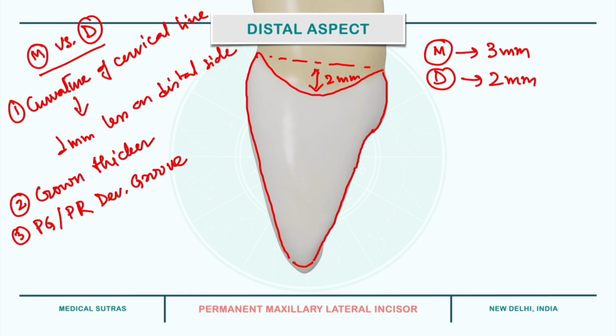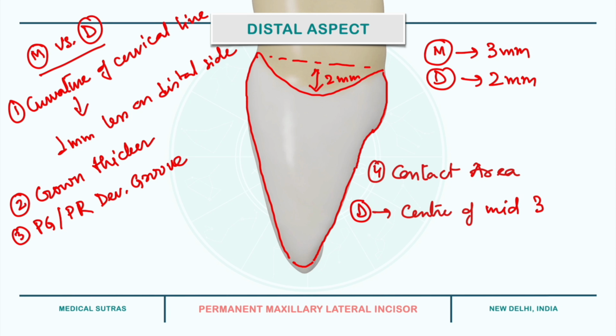And the last point of difference is the location of the contact area. On the distal side, it is at the center of middle third of the crown, while on the mesial side, it is at the junction of incisal and middle third of the crown.